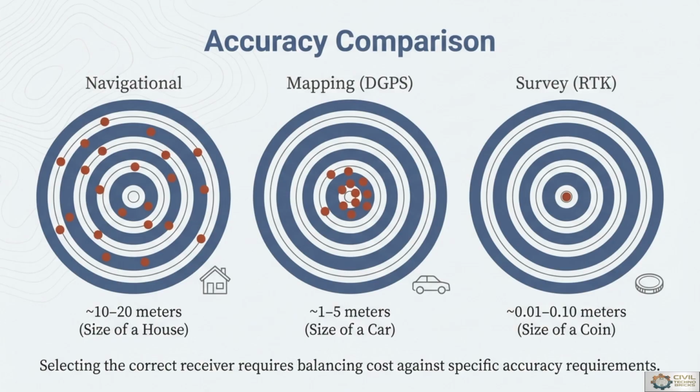And the survey grade, that is real-time kinematic receivers, achieve centimeter level precision. They are essential from an engineering and cadastral survey point of view. With reference to size, if navigational receivers are the size of a house, then mapping receivers are the size of a car, and survey receivers are the size of a coin. So selecting the correct receiver requires balancing cost against specific accuracy requirements.